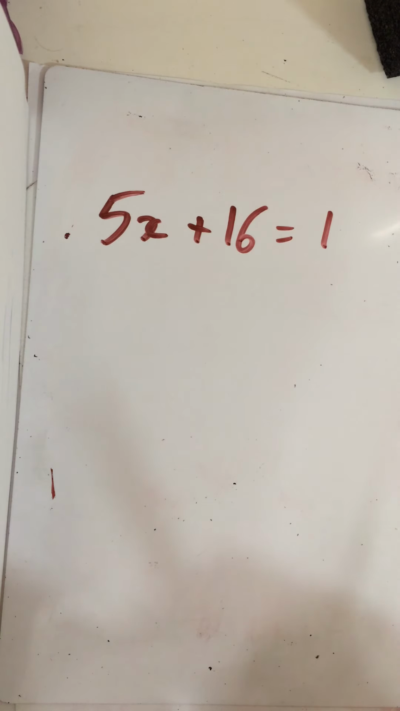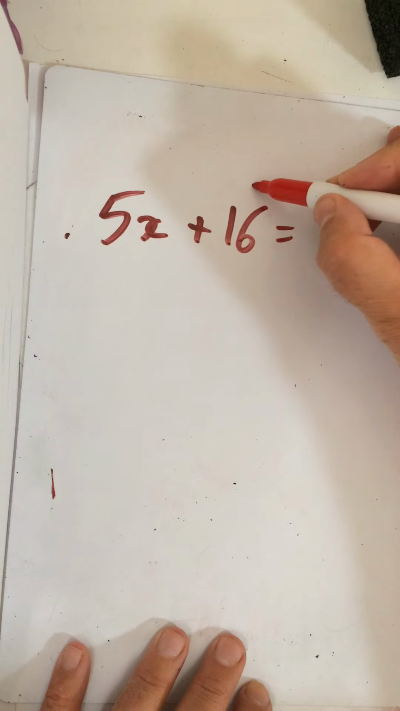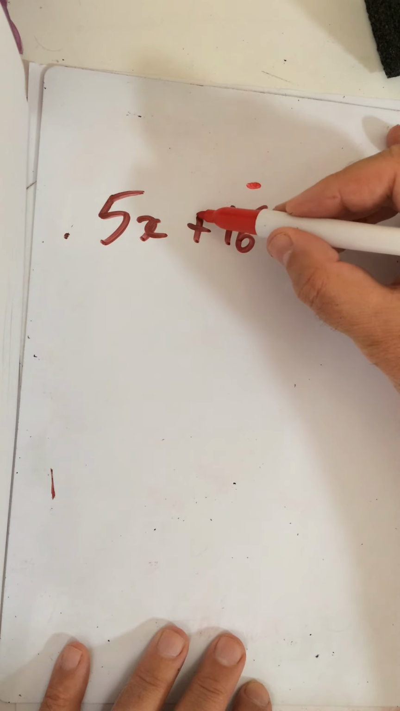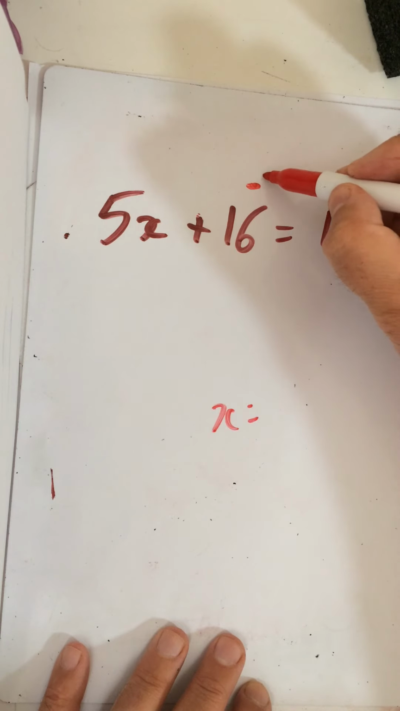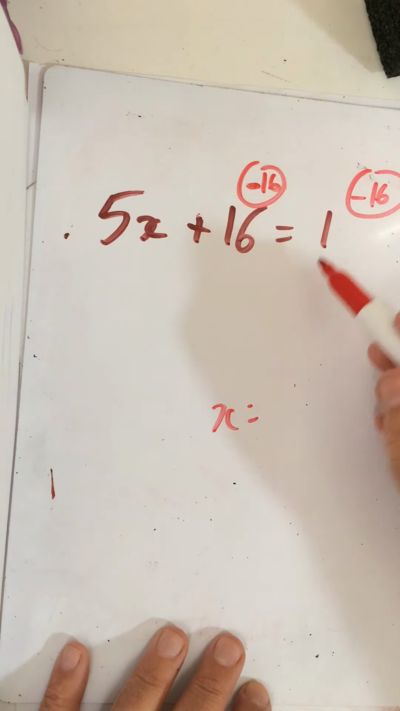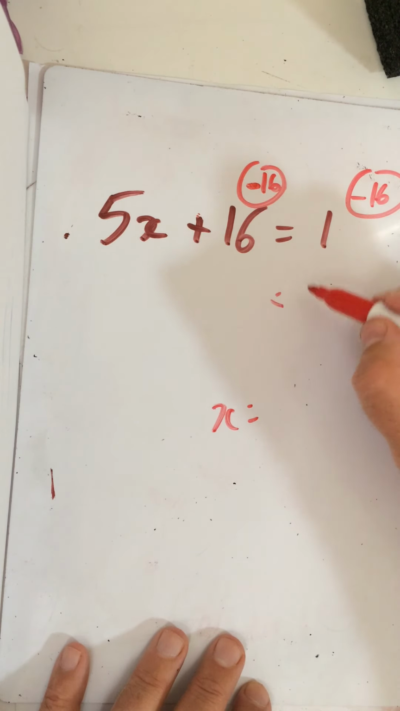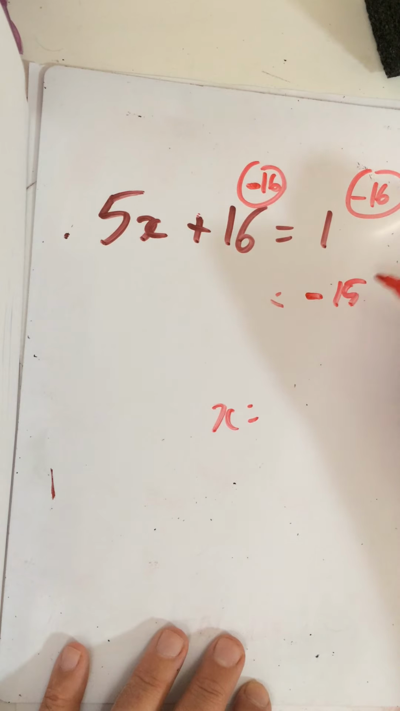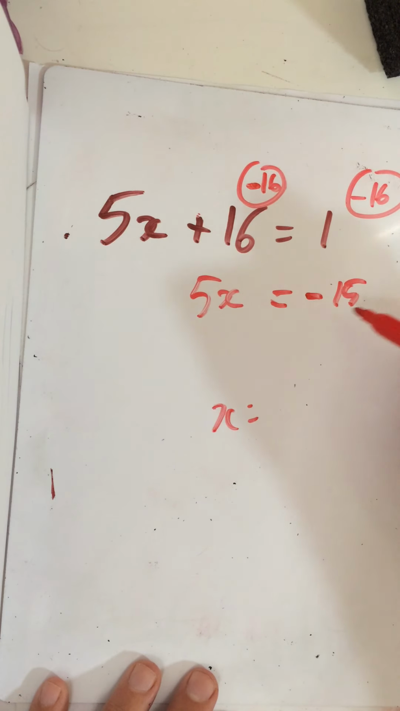So again, the same rules apply. We're not going to do anything more than this today, these sort of questions. To get rid of the plus 16, I want to be left with x, remember? So we need to do a negative 16 on both sides. We just have to be a little bit careful here. 1 take away 16 will give us minus 15. So we'll have minus figures as well, okay? So now we've got 5x is equal to minus 15.